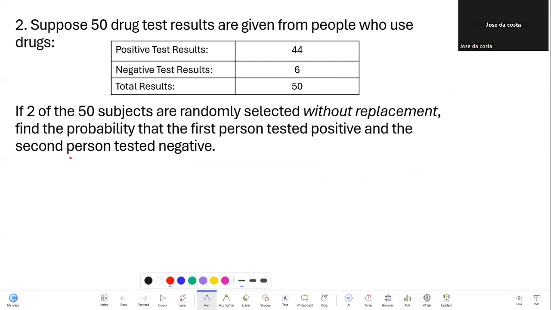What about this example? So for example, suppose you take 50 drug test results that are given from people who use drugs.